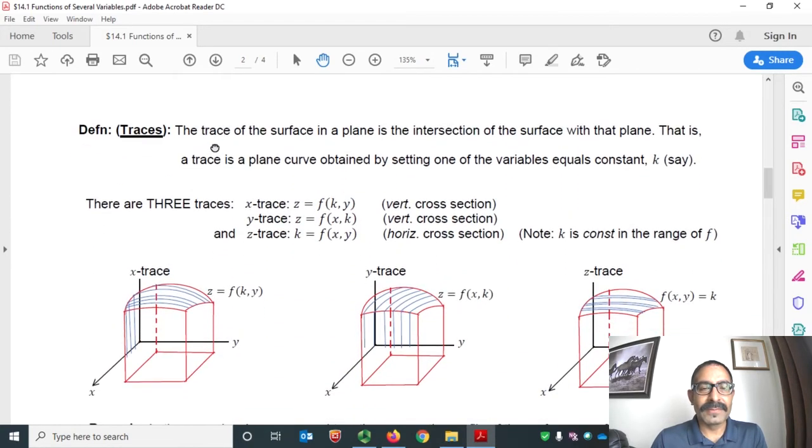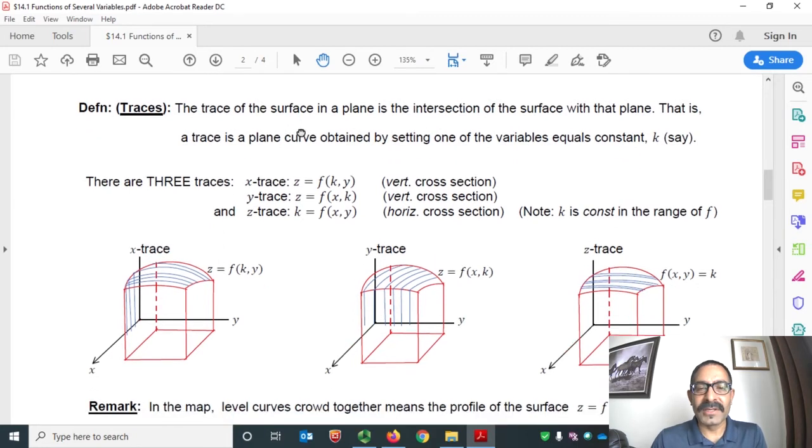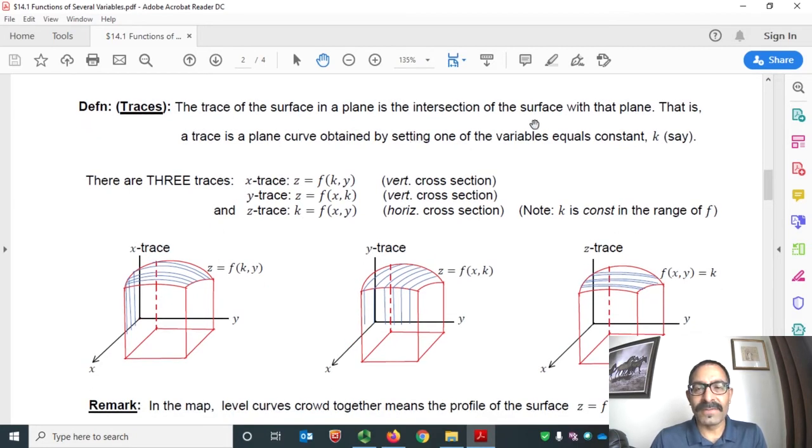Quick definition. The trace of a surface in a plane is the intersection of the surface with that plane. That is, a trace is a plane curve obtained by setting one of the variables equal to a constant. Then there are three traces.